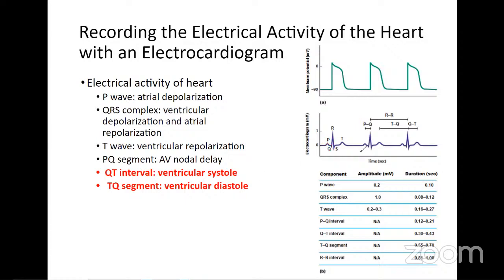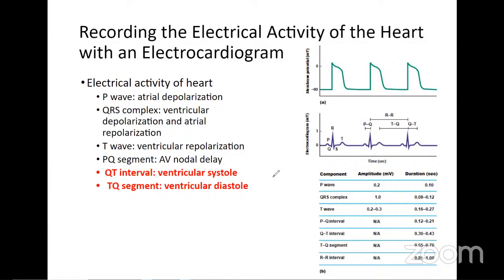Okay. Finally, at the end, we have the ventricles repolarize, and we actually see a little peak there at the same time. The reason we care about these things, right, is that this can help us figure out how long our ventricles are contracting.